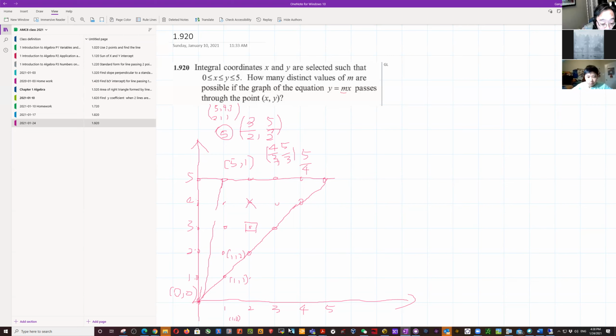So we have 5 in this column, 2 in this column, 2 extra in this column, then we have the last one in this column. So if we add them up, 5 plus 2 plus 2 plus 1 is equal to 10. So we have 10 possible distinct values of m as the slope given this condition. So this is the way that we did last time's homework.